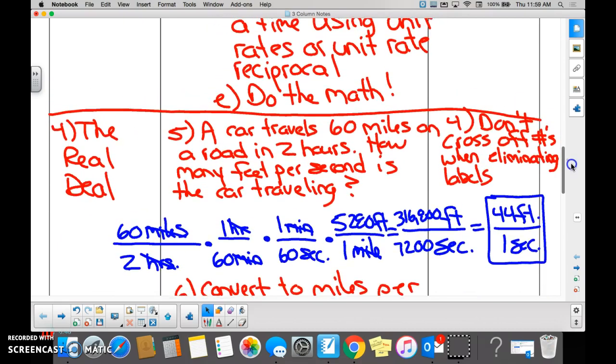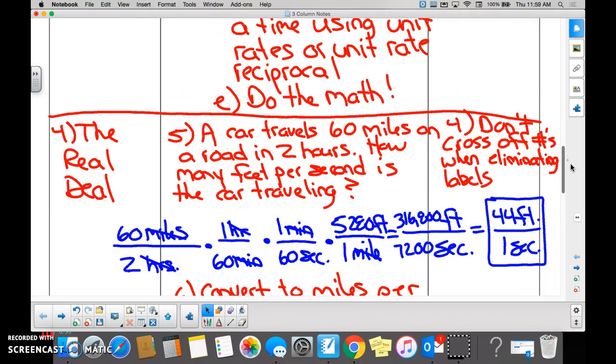Here's what our dimensional analysis problems look like. So I'm just going to walk through this problem very slowly. You guys are going to help me out, okay? Ready, Maggie? A car travels 60 miles on a road in 2 hours. So in every 2 hours, the car travels 60 miles. Okay, how many feet per second is the car traveling?